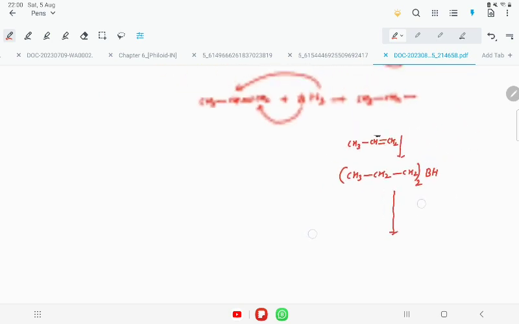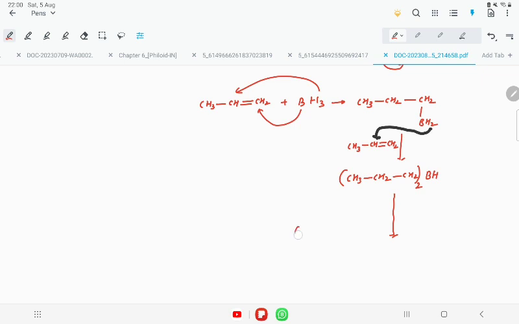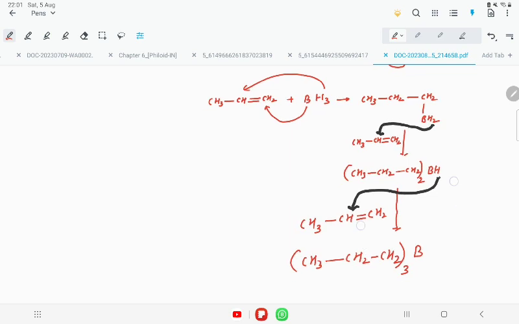Now let us take another molecule. Which one? Another unsymmetrical alkene, that is propene, right. So this hydrogen is going to add at this position. So what you are going to get is CH3, CH2, CH2, three times, attached to B, right?